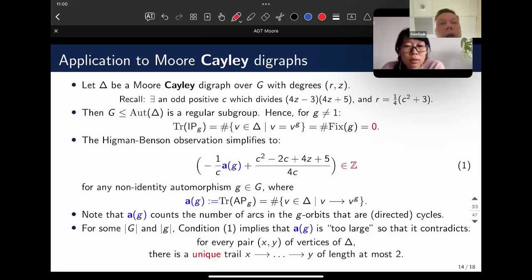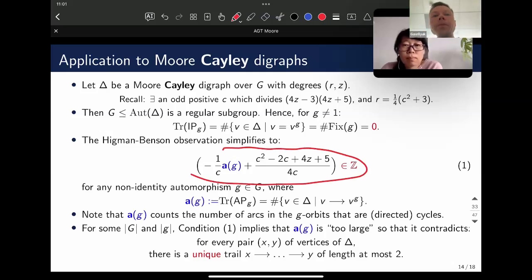And the idea of our proof is that for some orders of a group G and automorphisms from this group, this condition implies that this quantity A of G is too large, so that it contradicts the unique trail property. So we have too many arcs, and it violates the property that for every pair X and Y of vertices of delta, there is a unique trail from X to Y of length at most 2.